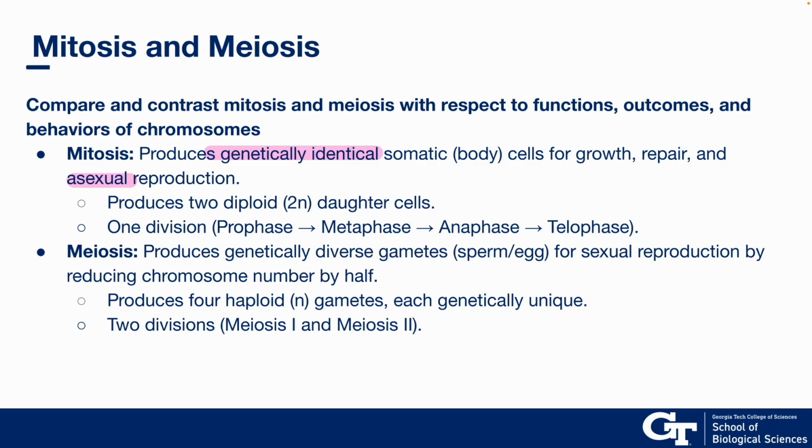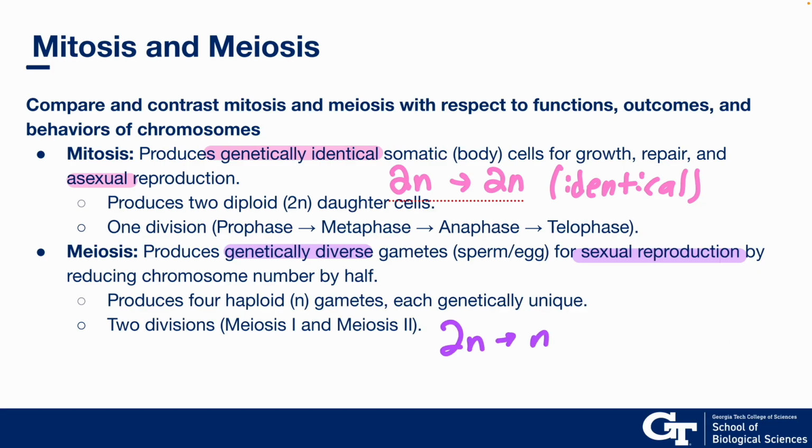Whereas meiosis is performed through sexual reproduction. So the combination of sperm and egg to produce genetically different cells, aka gametes. So with mitosis, we go from 2N to 2N, and that new 2N cell is identical. And with meiosis, we now go from 2N to N, and this cell is going to be genetically different, this gamete. And that's a very important process, and that's how we get genetic diversity.